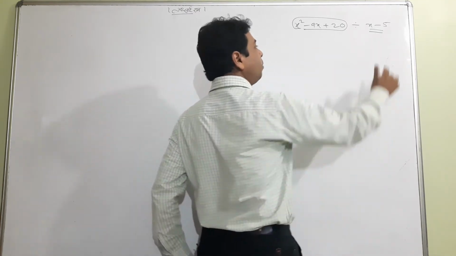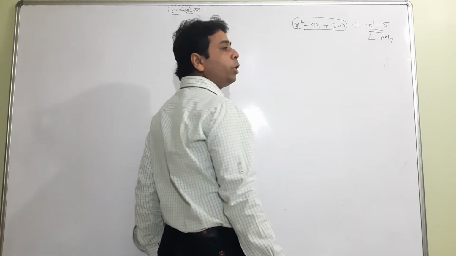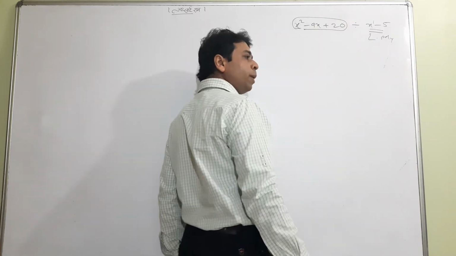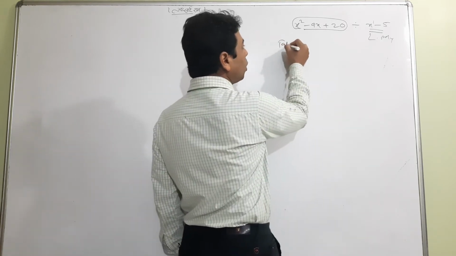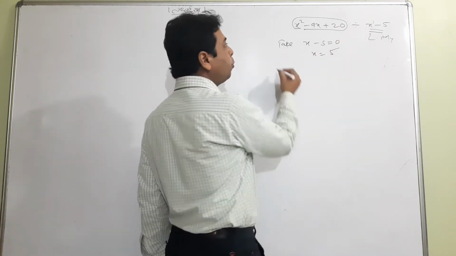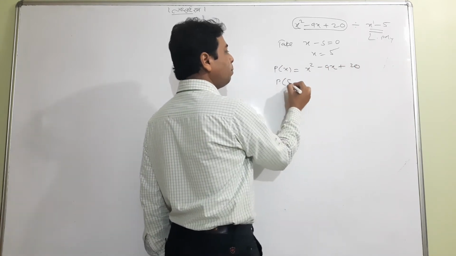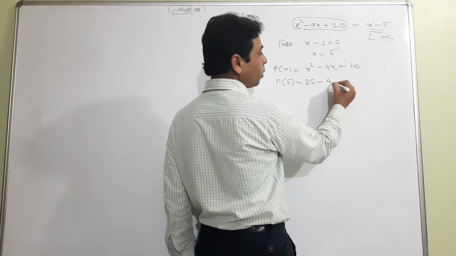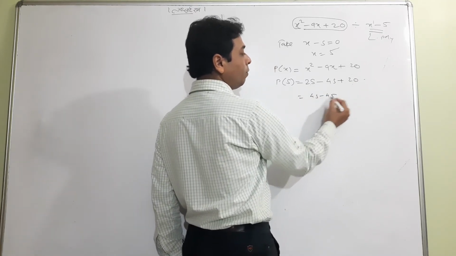If you use the short method, because your divisor has power 1, it is a linear polynomial. So I have taught you, whenever you are dividing any quadratic or cubic polynomial by any linear polynomial, you can find the remainder without dividing. So the method I told you: take x minus 5 equal to 0, x equal to 5. So put it here in p of x. So go with p of 5: 5 fives are 25, 5 nines are 45, plus 20. Lastly this will be 45 minus 45, 0.